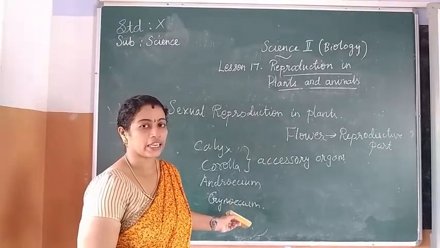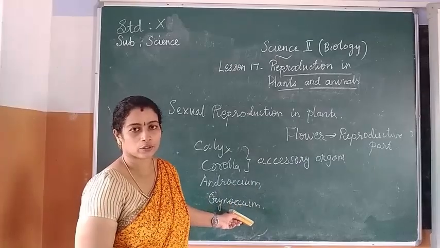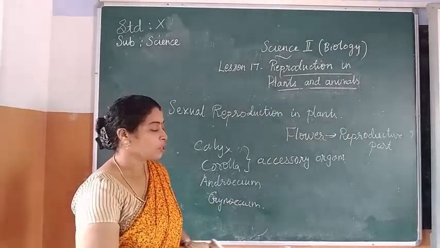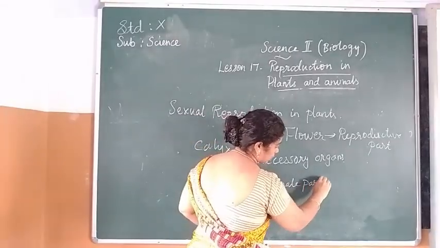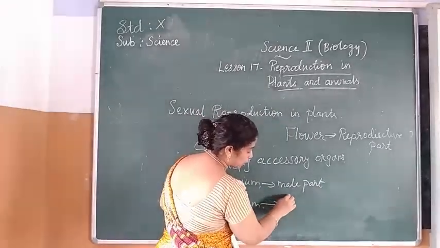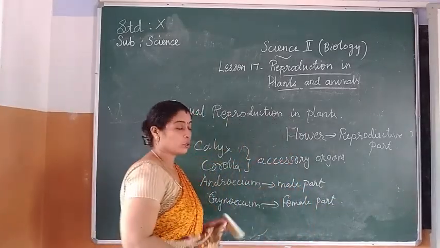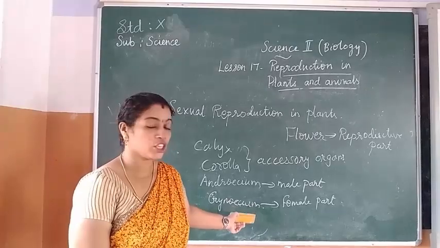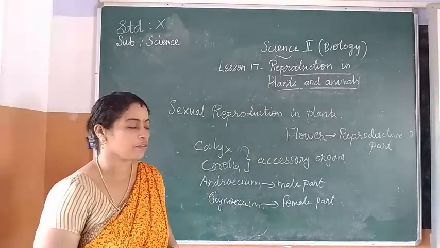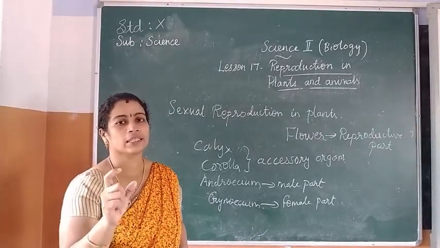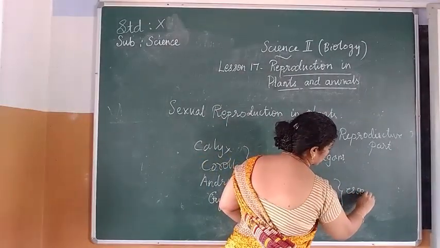The next ones, anthesium and gynoecium, are the two main important parts of the plant. That is, the male part and female part of the flower are known as anthesium and gynoecium. Anthesium is the male part of the flower and gynoecium is the female part, and these two are the very essential organs of the flower, taking place in the sexual reproduction of the plant.